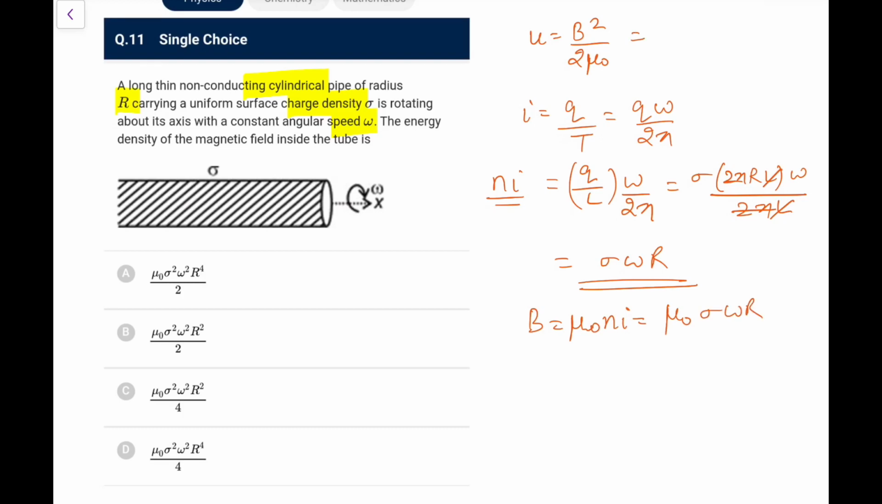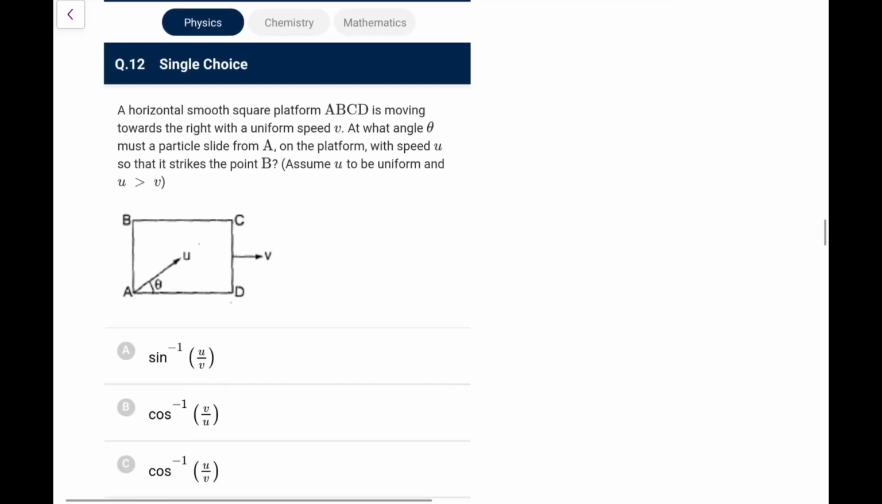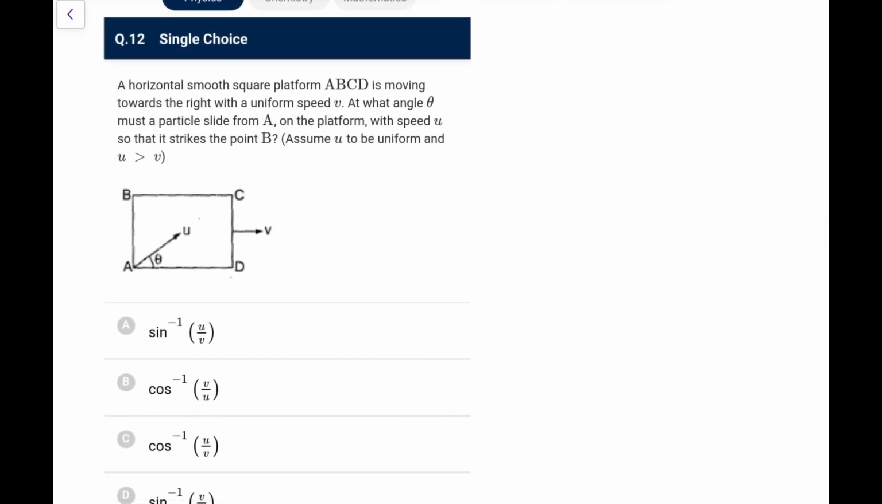So the energy density now becomes mu naught square sigma square omega square R square upon 2 mu naught. So this mu naught goes, and now we are left with the choice: R to the power 2, not R to the power 4. So clearly this is not A, this is B, that we can go for. Now the next one. It's a good question, you need to get that nI thing.